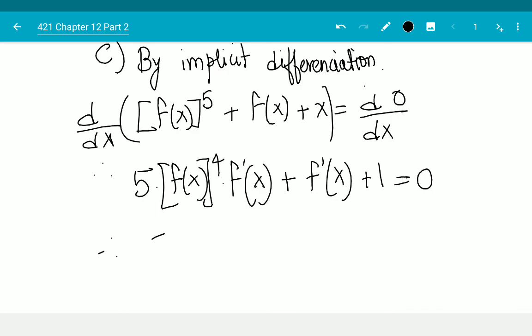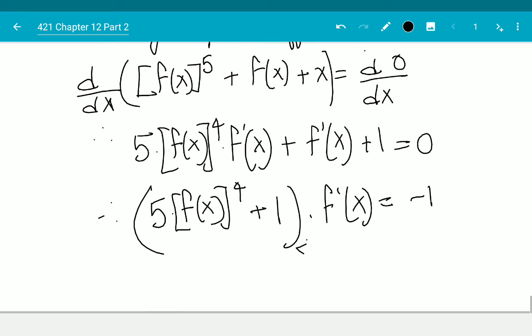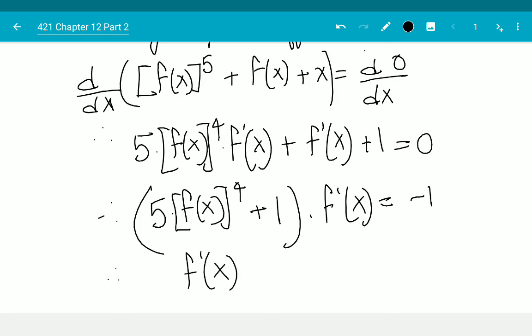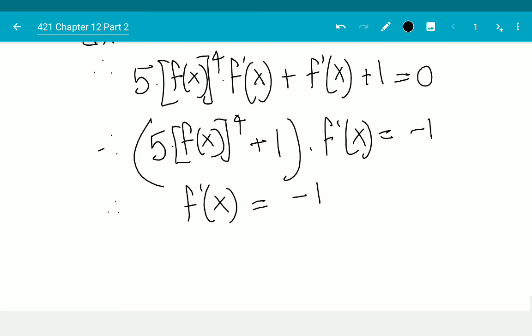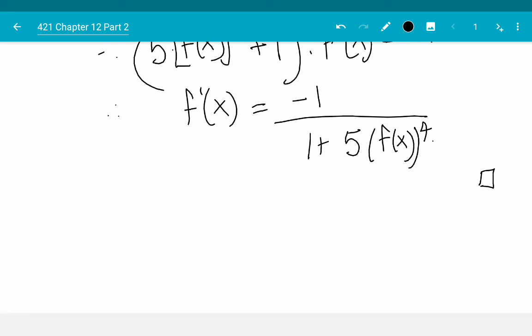Therefore, 5 times f of x to the power 4 plus 1, times f prime of x, is equal to negative 1, and therefore f prime of x is equal to negative 1 over 1 plus 5 f of x to the power 4, which is exactly the same as what we had before. And that concludes our example. I'll stop here. We might look at more examples before the final exam, but this is for this chapter.